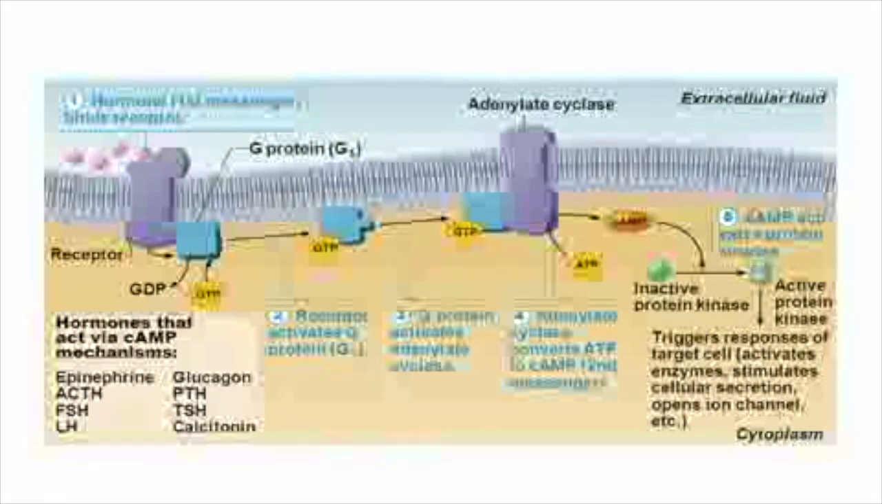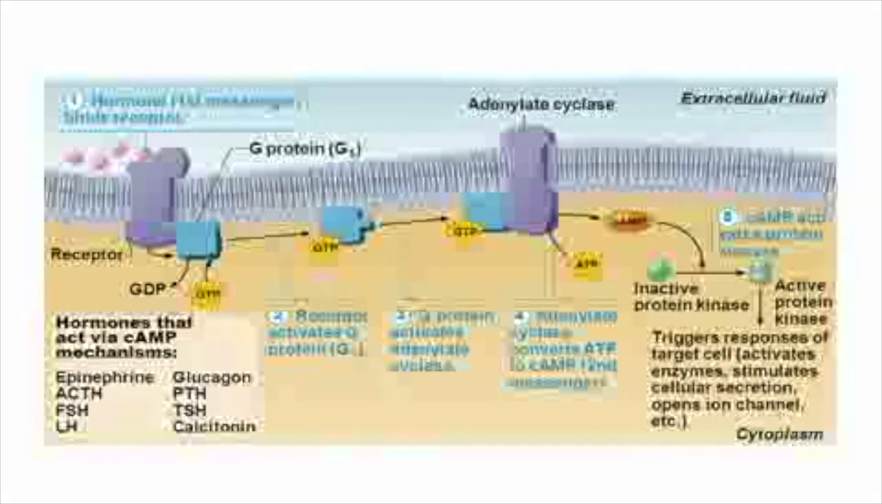If cyclic AMP activates them, that means they must have been what before? Inactive. Yeah, they were in the inactive form. Cyclic AMP activates them. What do protein kinases do? Well, they activate other enzymes. That's their main job. Activate other enzymes.